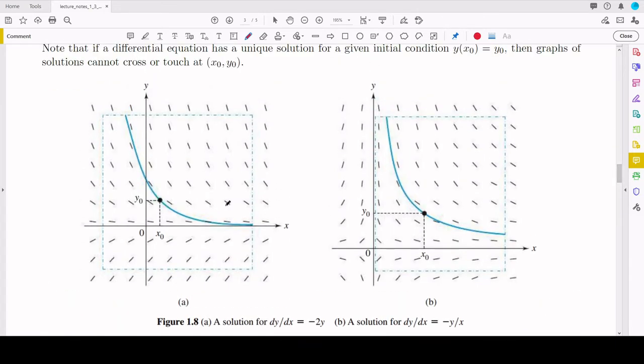So, for instance, if you look at this direction field with a solution that goes through x naught, y naught, we cannot have another solution that crosses that. Let me redo that. So we cannot have a solution that does something like this. That is not possible.